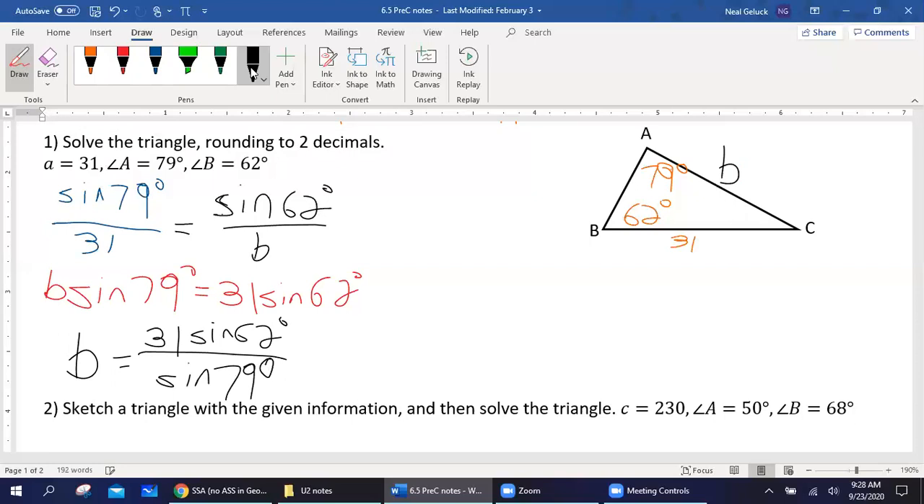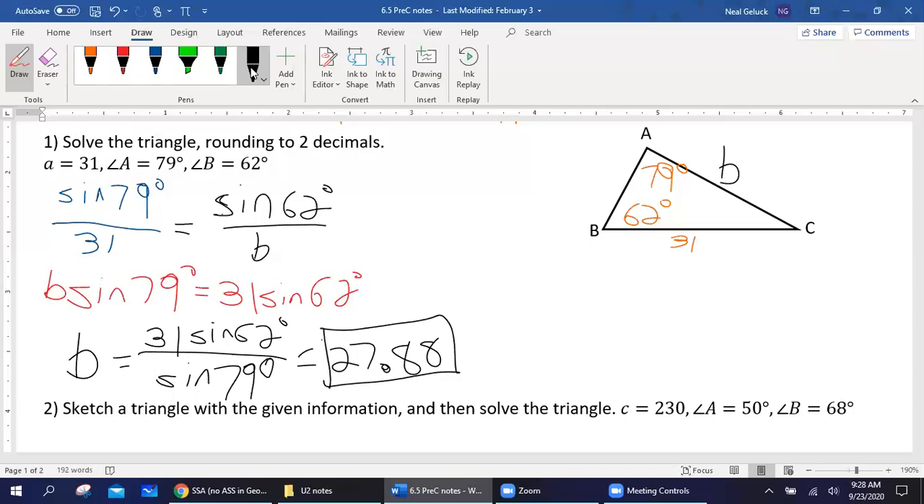So on a quiz or exam, that is how you would express your final answer: 31 sine 62 all over sine 79. On the homework, it's going to ask you to actually calculate it out. So from here, we'll just be putting that into a calculator. Make sure you're in degrees. You should get side b to equal 27.88.